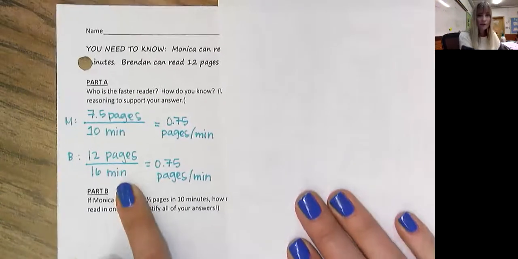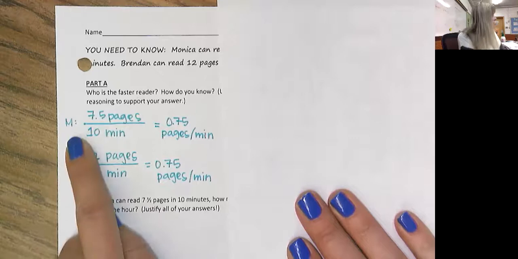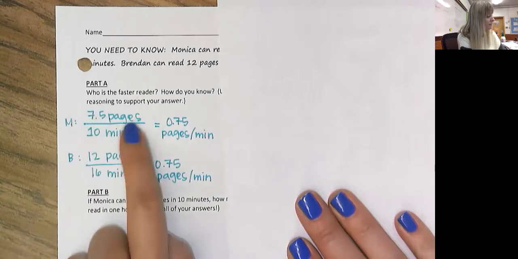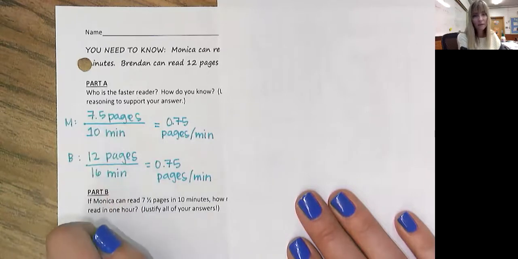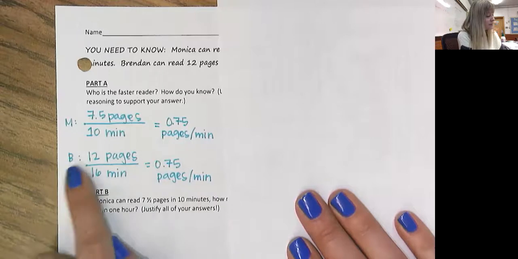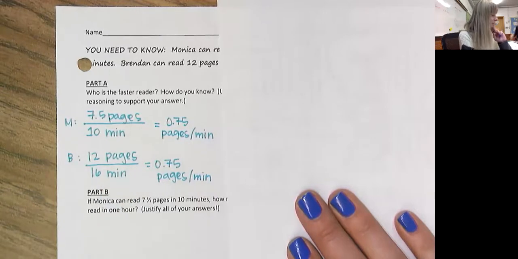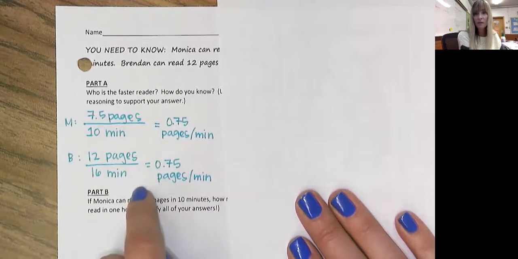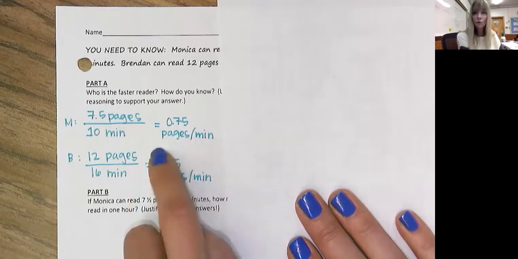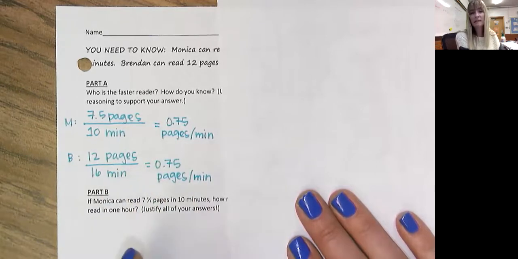many students will work it this way, where they say, okay, Monica is 7.5 pages in 10 minutes, or 7.5, you could leave it as a fraction. I just changed things to decimals because it's a little easier to type in. And Brendan is 12 pages in 16 minutes. So when I do that division, here's what's really important. If you did it in this order, that's just fine. But make sure that your words make sense to what's going on in the scenario.